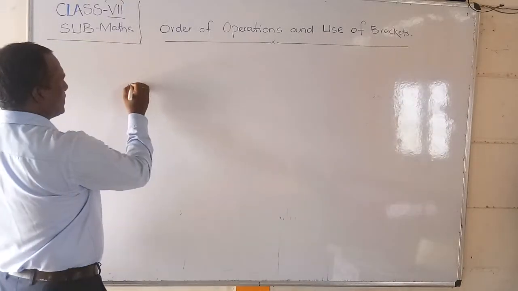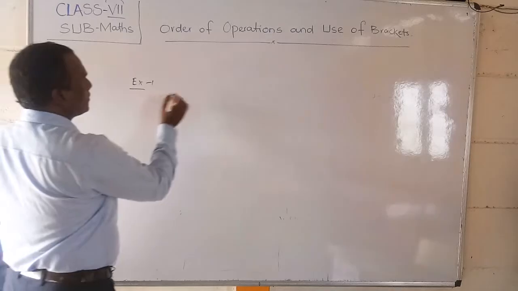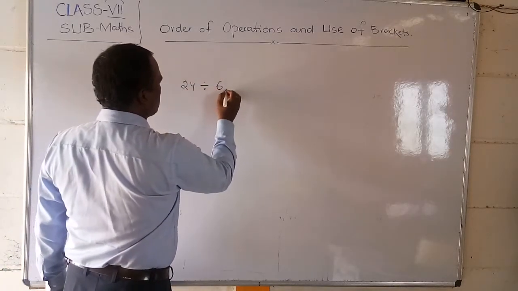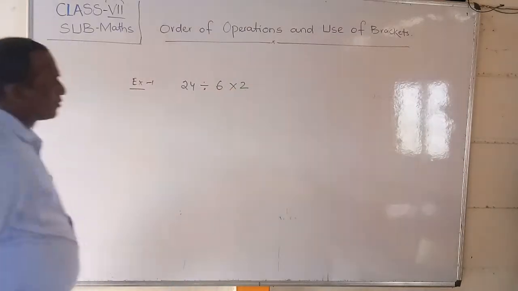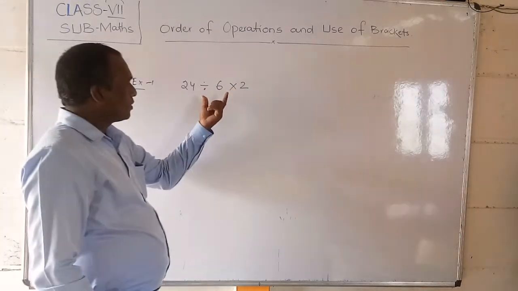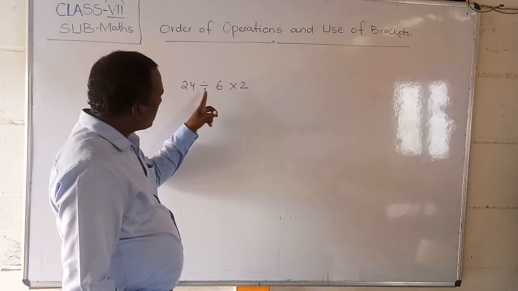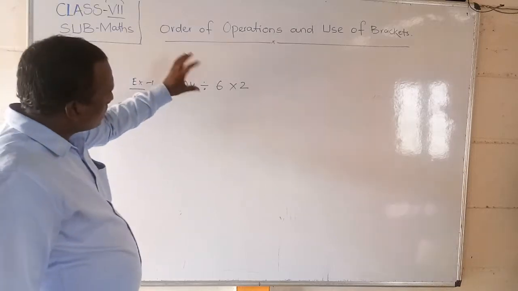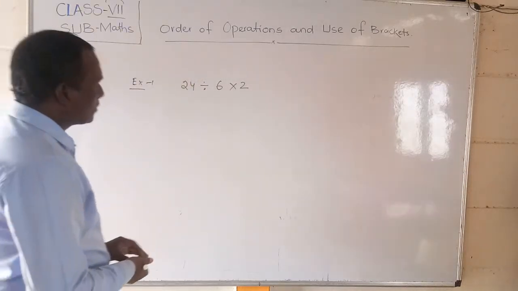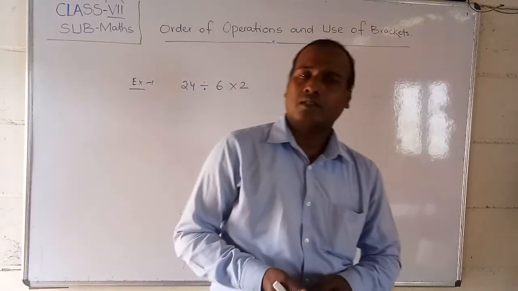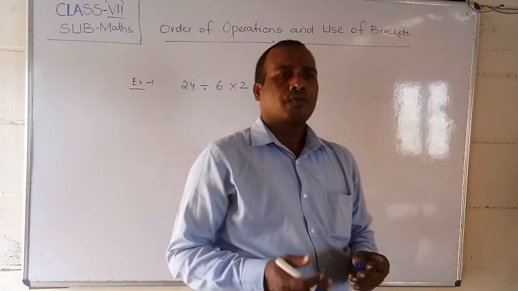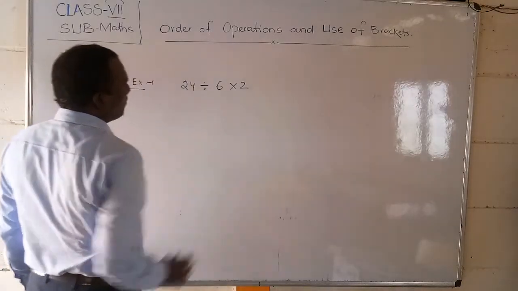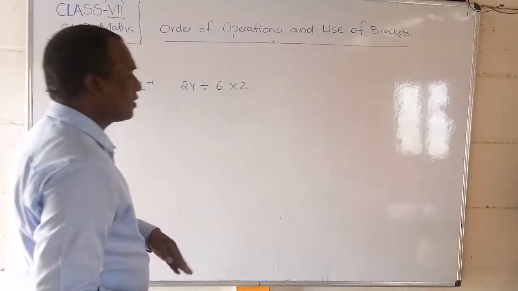Friends, I will explain one example with this. Suppose 24 divided by 6 into 2. These are the two basic operations, one is division, one is multiplication. Whenever we solve these problems, some students get errors or do it wrong. So let us see different ways to find the answer. One is the error method, another is the correct method.